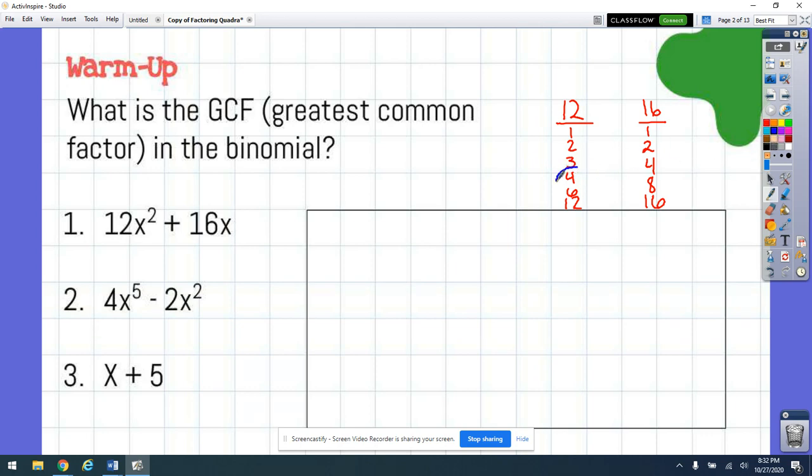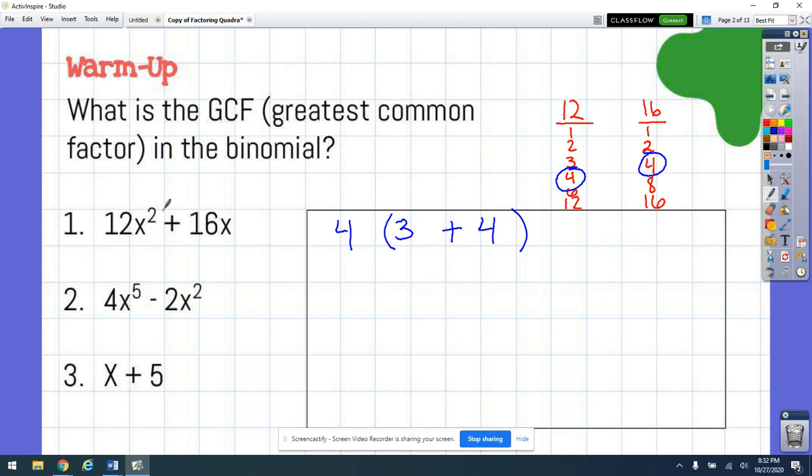So we're looking at the greatest number that they both have in common. And that means I can factor out a 4 out of each one. So what's going to happen is, I'm going to have a 4 on the outside, and then whatever is left stays on the inside. So 4 times what gives me 12? That's 3. 4 times what gives me 16? That will also be a positive 4 here.